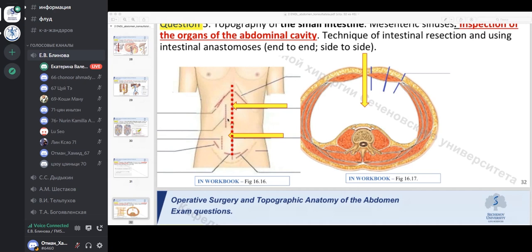This is a transrectal laparotomy. This is a surgical access to the appendix. This is a transverse laparotomy by Pfannenstiel. This is a quarter laparotomy, a surgical access to the liver or gallbladder.